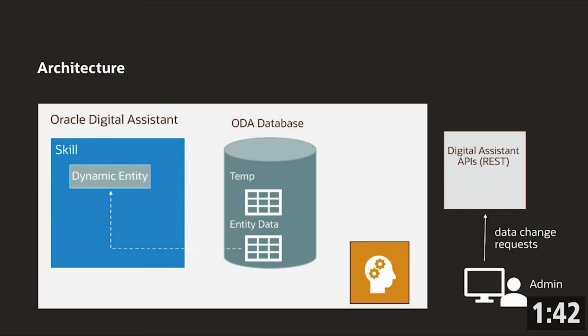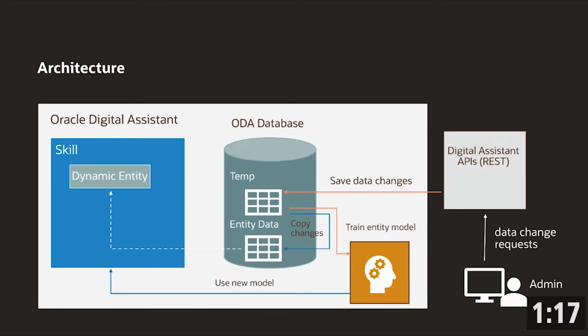Here we see the architecture. Now, as a developer or administrator, you use the Oracle Digital Assistant Platform APIs to call into Digital Assistant, and then you pass a payload, which is a JSON object that contains the data that you want to have changed for a dynamic entity, which is actually hosted in a skill. The data then is used to train a model, and if this training is successful, then it will update the model used by the dynamic entity.